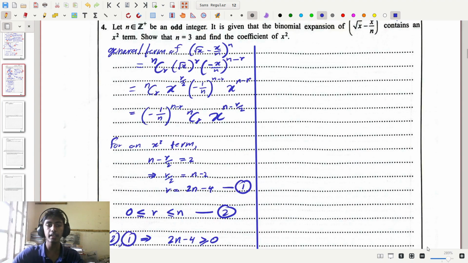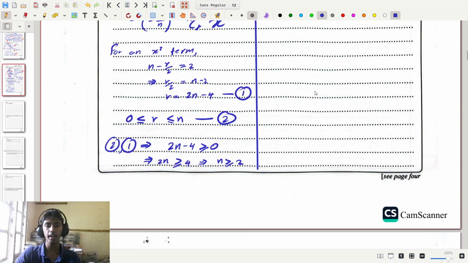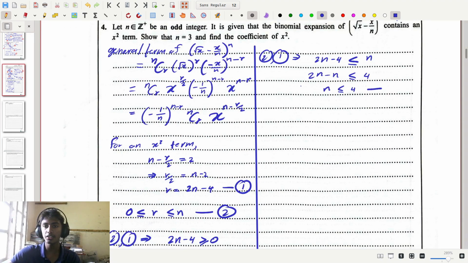On the other hand, it also means that 2n minus 4 must be less than or equal to n. So from the other side, again from 2 and 1, we get that 2n minus 4 must be less than or equal to n, which means that if we rearrange this a little bit, 2n minus n must be less than or equal to 4, meaning that n must be less than or equal to 4. So therefore, we can say that this is one condition. We could call this condition number 3, and we could call this thing here condition number 4.